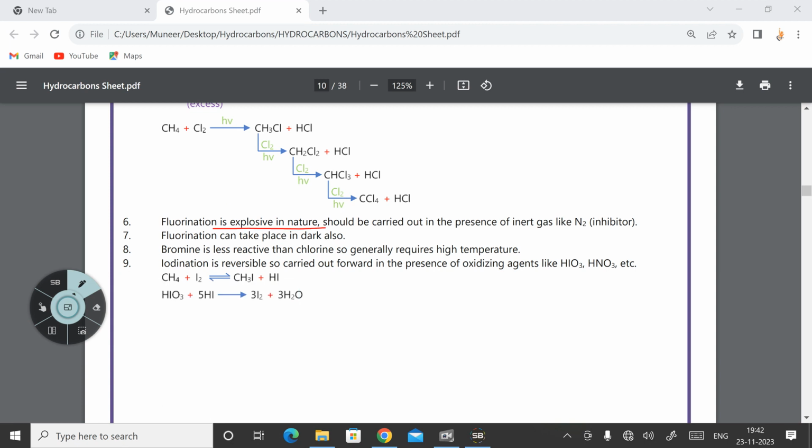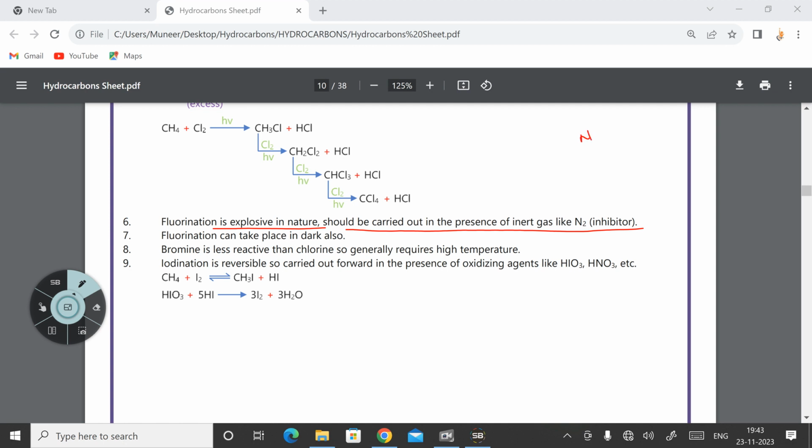That is why fluorination does not take place easily. Fluorination is explosive in nature. It should be carried out in the presence of an inert gas, nitrogen, to avoid the explosion. Nitrogen gas is an inert gas; it does not react easily.